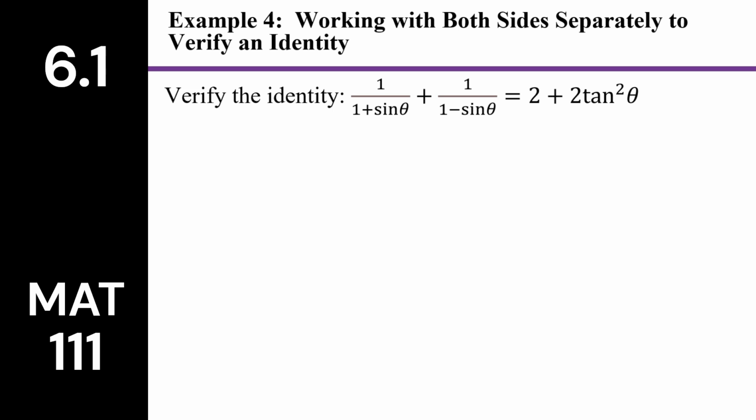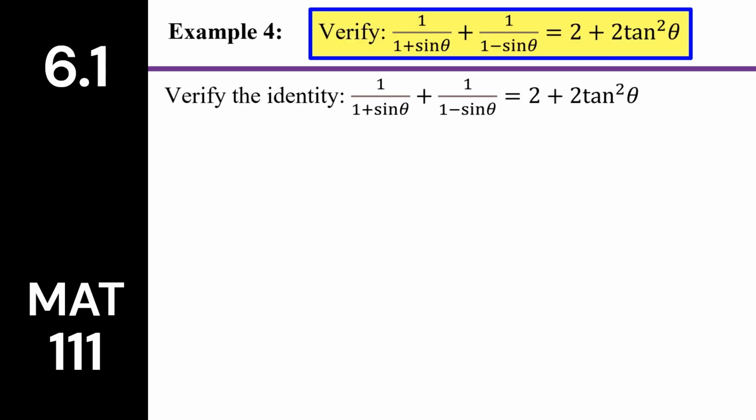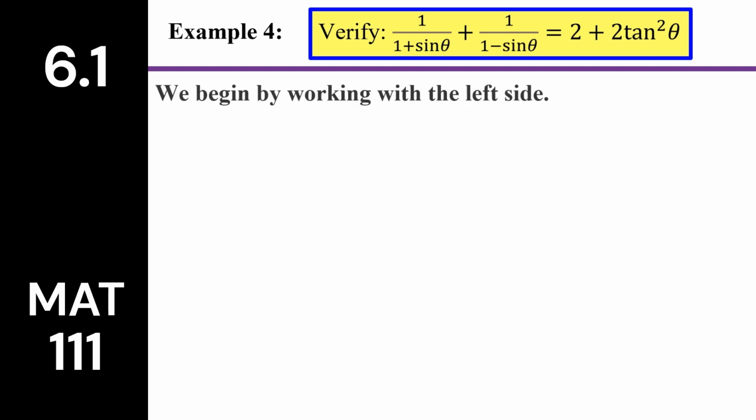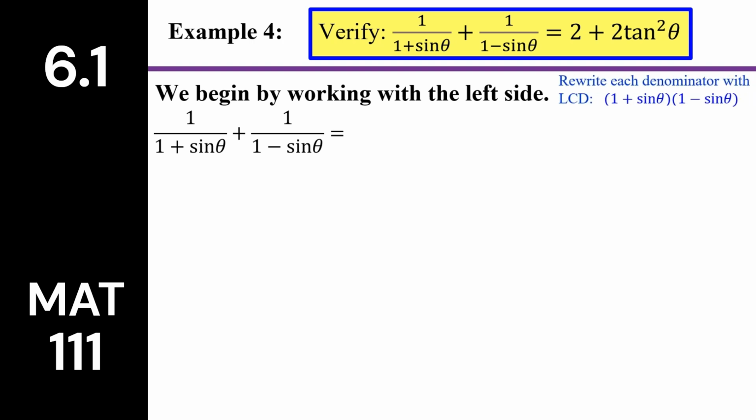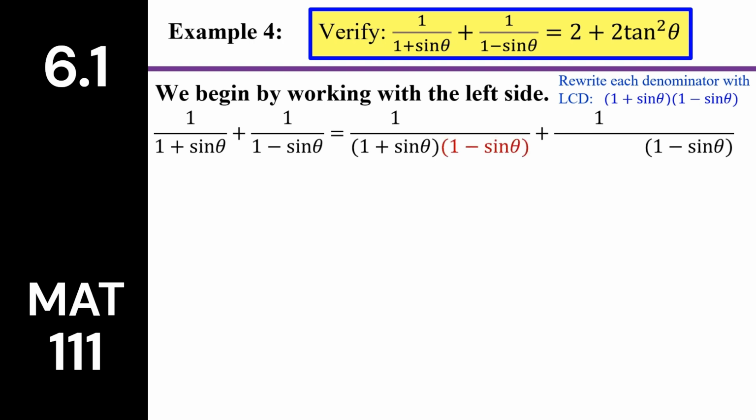In example 4, we'll see that sometimes we end up needing to work with both sides of an identity. Let's write our identity up top because we need all the room we can get, and let's begin working with the left side. To simplify the left side, we need to get a common denominator, which will be the product of those two binomials. We rewrite our fractions, leaving room. On the first fraction, we need the 1 minus sine theta, so we write that on the bottom and the top. And in the second fraction, we need 1 plus sine theta, so we'll put that down on the bottom and up on the top.